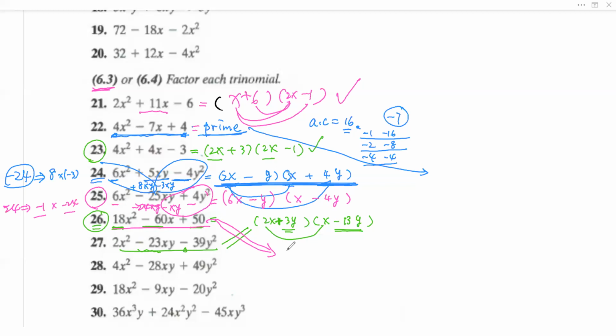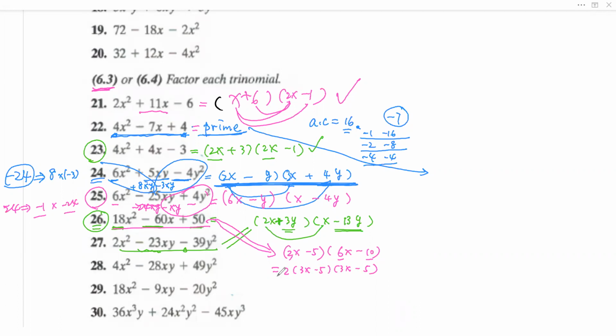3x minus 5, 2x minus 5. 3x minus 5, 6x minus 10. Good. But actually, this one is not factored completely, right? Because at first impression, 18, 60, 50, they are all even numbers, right? They have a common factor. We need to take 2 out of them first. Just like here, 6 and 10, they still can take the 2 out first. All right? So like this.